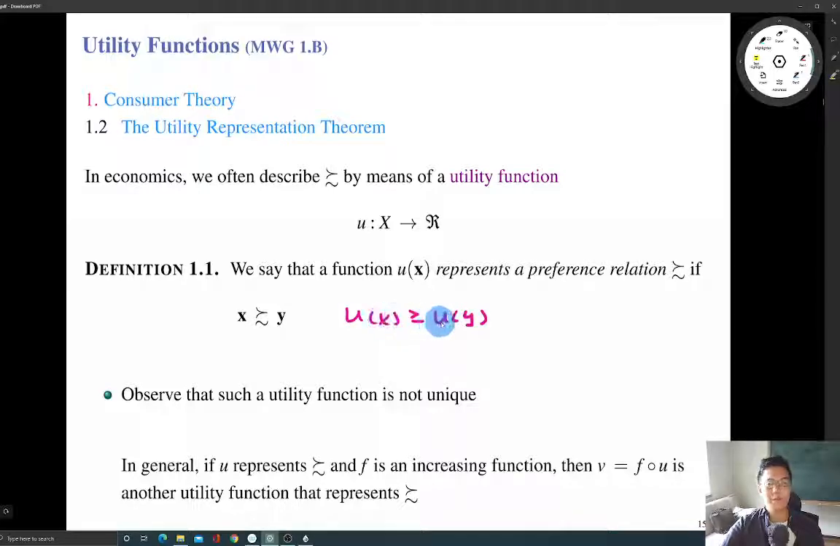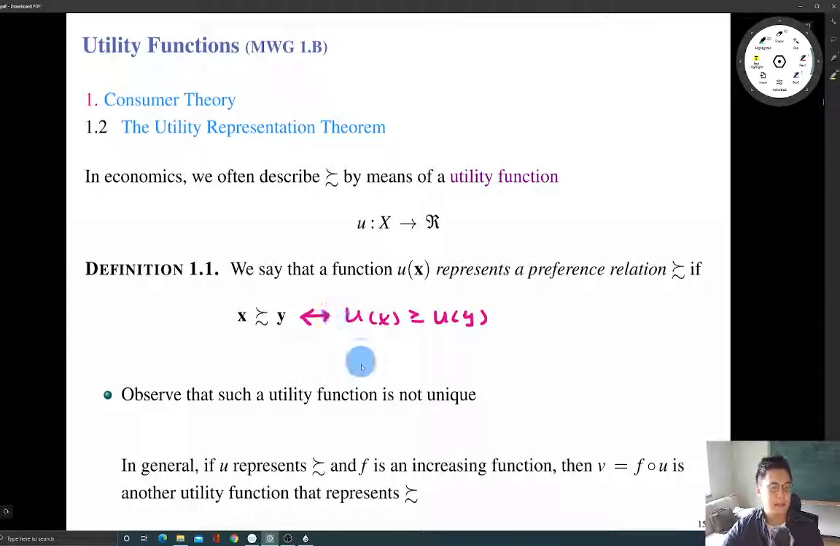Okay? And conversely, if function u assigns a higher number to bundle x, then the consumer thinks bundle x is better than bundle y. Okay? So if these two statements are equivalent, so they imply each other, then we say this function u represents the preference relation. Okay? So from this definition, what matters for representation is the order itself. Okay? So the order between x and y. So as long as u of x is larger than u of y, the function u represents the preference relation.